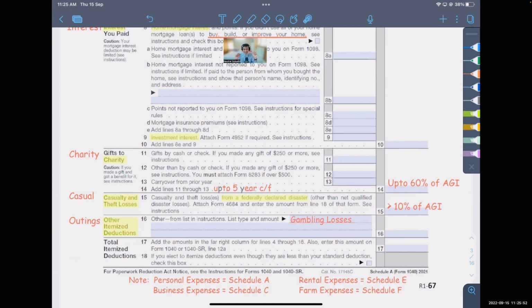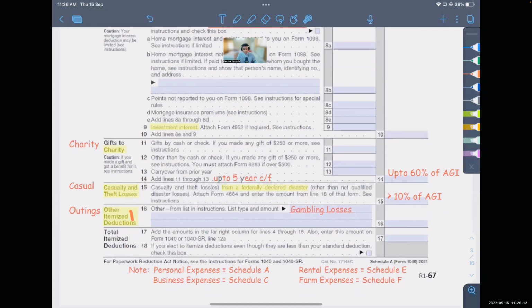As the name says, other itemized deductions. There could be a few other itemized deductions, which you would term gambling losses, or let's say personal property losses. There could be any other type of losses which would be covered. Then there would be the list of the type and the amount which we need to mention in Schedule A.